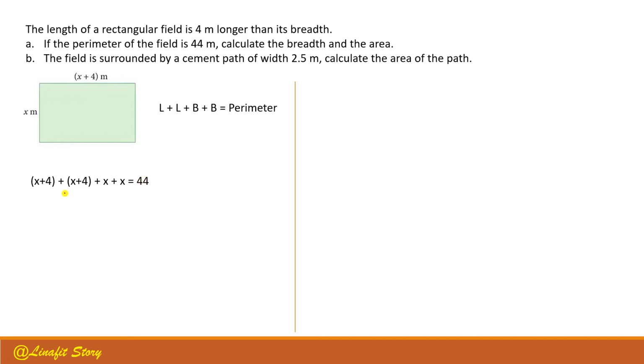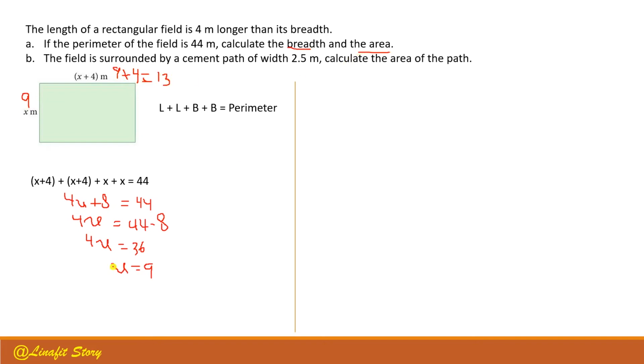So x plus 4 plus x plus 4 plus x plus x is equal to 44. Then group the like terms. 4x plus 8 is equal to 44. 4x is equal to 44 minus 8. 4x is equal to 36. So x is equal to 36 divided by 4 is equal to 9. So the breadth is equal to 9 meters, while the length is x plus 4. 9 plus 4 is equal to 13.